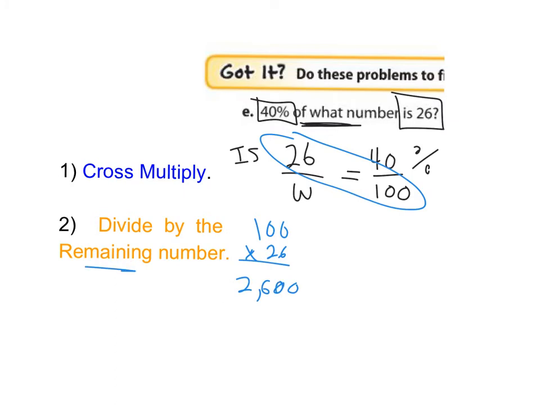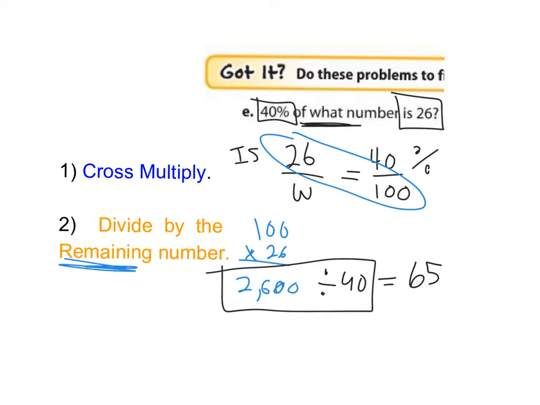Step 2, you have to do the division, and we're going to go 2,600 divided by 40, and that is equal to 65. And if you're not sure how to do that, you can verify it by putting this in your calculator, and you'll see that that's what you get, or you can do it the good old-fashioned way. I will leave that up to you.